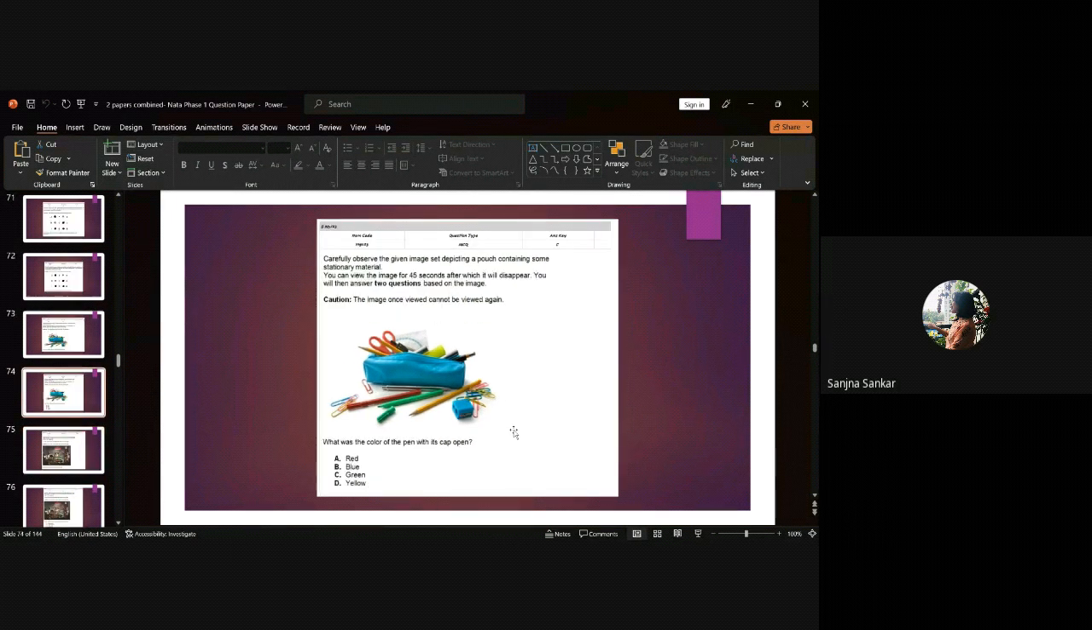Next question: what was the color of the pen with its cap open? The correct answer is green.